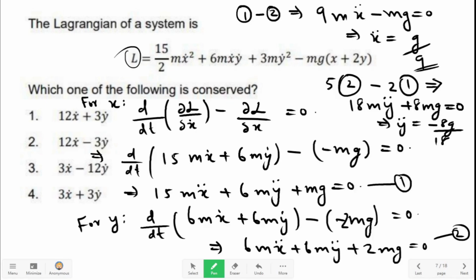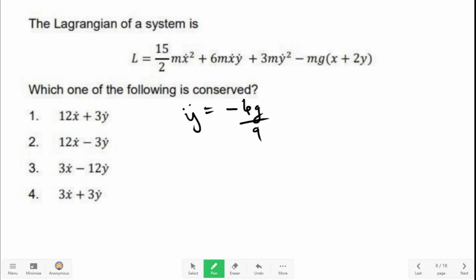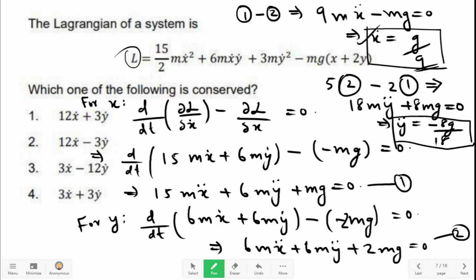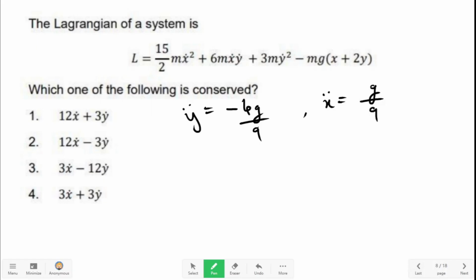So the first relation that we got was x double dot is equal to g by 9. The second relation we got was y double dot is equal to minus 8g divided by 18 or minus 4g divided by 9. Now let us check each of the options.